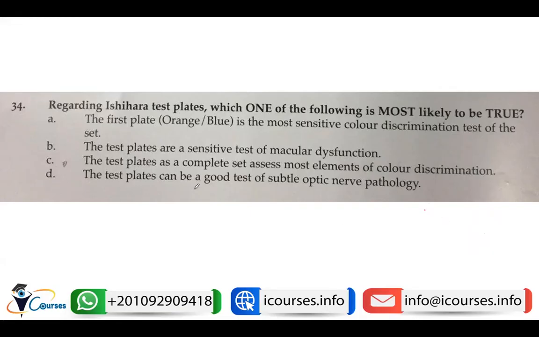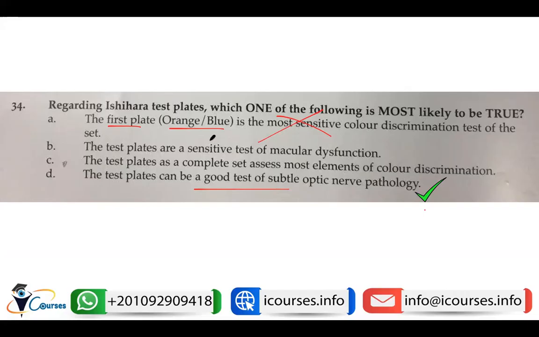Exactly, this test can be a good test for subtle optic nerve pathology. So why are the other options wrong? The Ishihara test is a booklet that can be used for the commonest form of color blindness. The first plate, which is orange or blue, is not the most sensitive color discrimination test; it is used for screening only. This can be used for screening and for malingering. If the patient reports that he cannot see the first plate, this means that he is malingering, because even if he has color blindness, he will be able to see it.